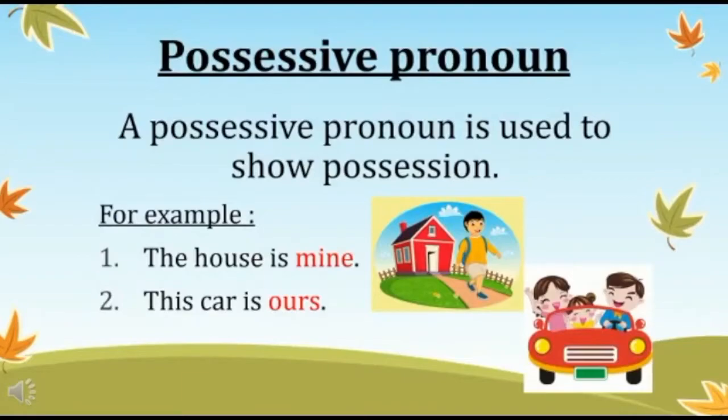The second kind of pronoun is possessive pronoun. A possessive pronoun is used to show possession. Possessive pronouns show ownership. For example, the house is mine. This car is ours. Here the pronouns mine and ours show to whom something belongs.